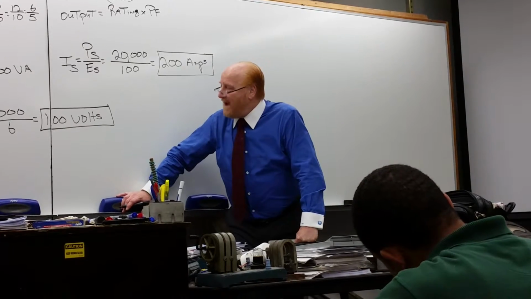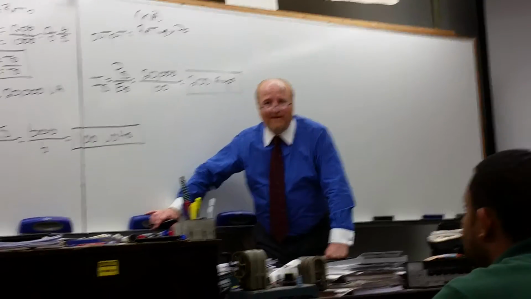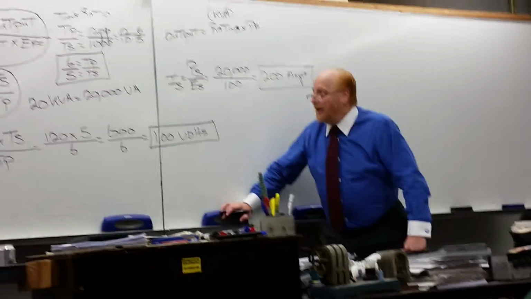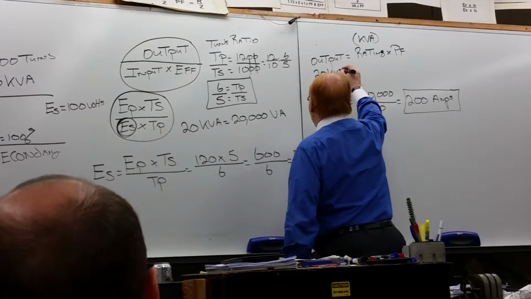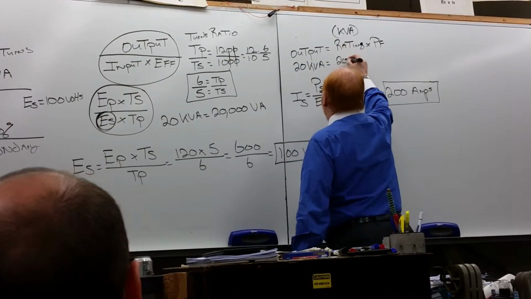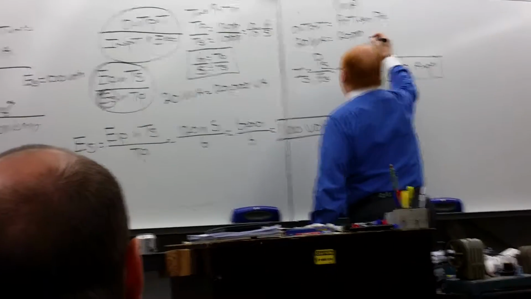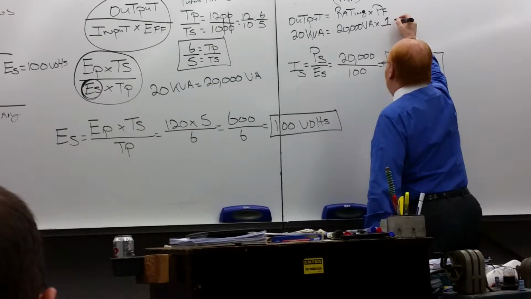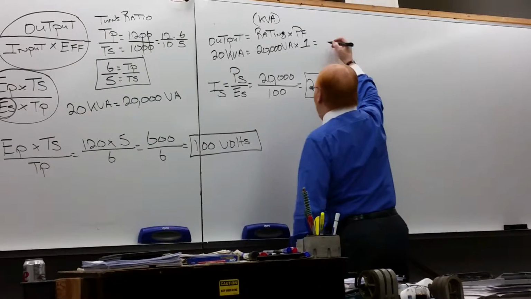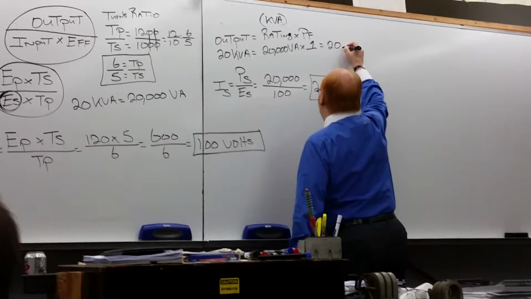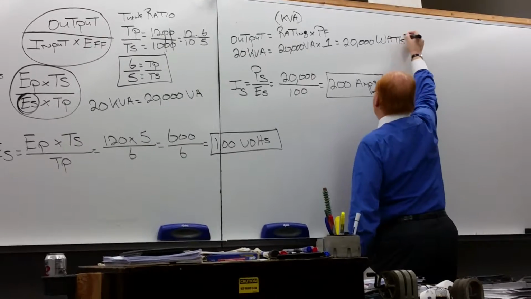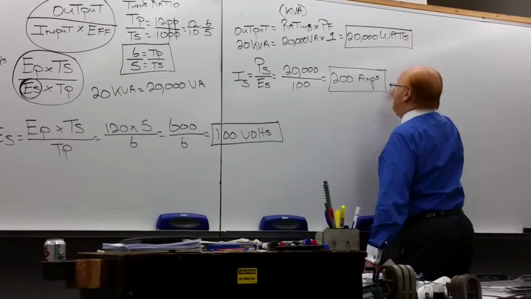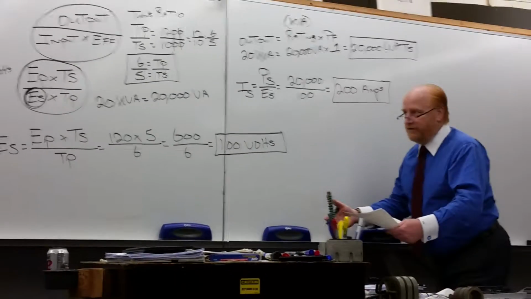Well, wait, I have a new formula up there. The output, we know, was 20 kVA, or in this case, 20,000 volt amps, times the power factor, which is expressed as 100%, or 1. I now have 20,000 watts, better known as the output.